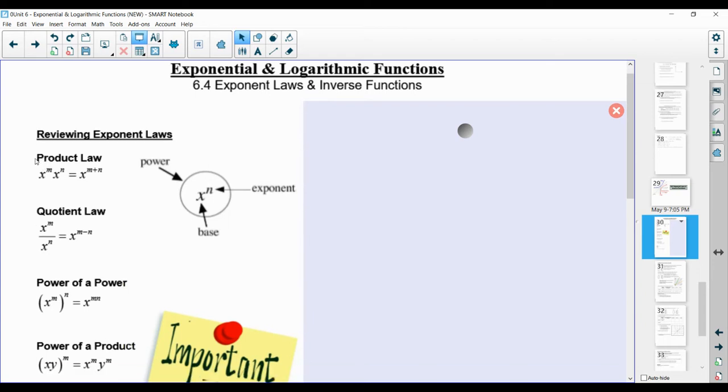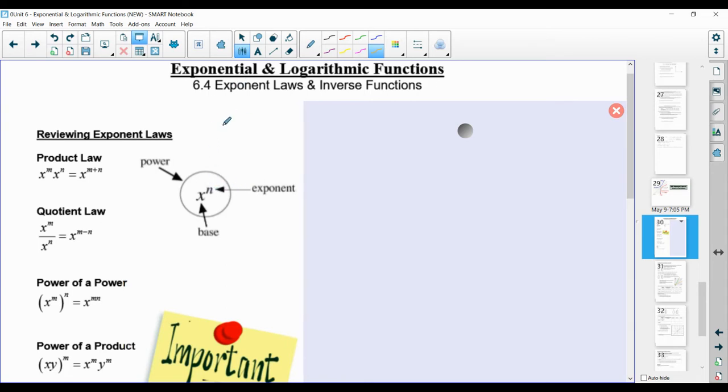The first one is the product law. When I am multiplying powers with the same base, I'm going to add my exponents. A power is what people often refer to as the exponent, but the base and the exponent combined together is the power. The base is the bottom number, and that's going to come into play quite a bit when we get into log functions. So the base of the power is the x, and the exponent is the n.